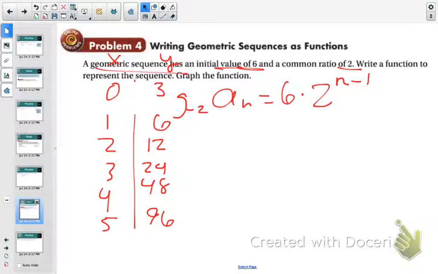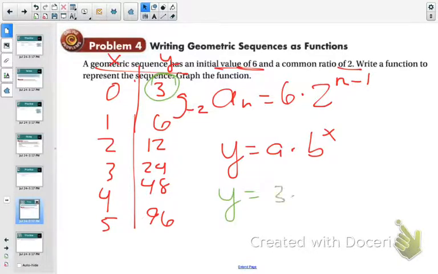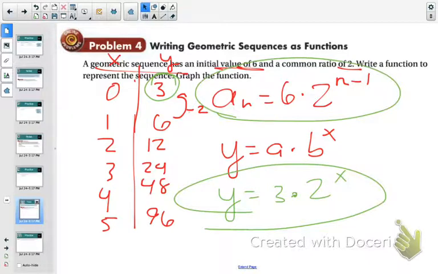So then, if you remember, exponential functions are written as y equals a times b to the x. A is your initial value, or your first term, or your y-intercept, which is 3. So we get y equals 3 times b, which would be actually your ratio of 2 to the x. So either of these would be acceptable answers.